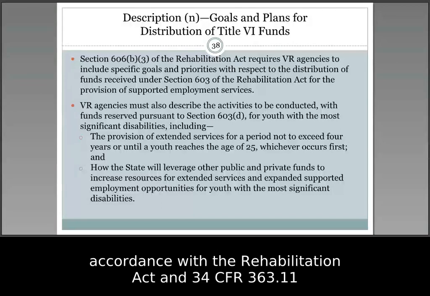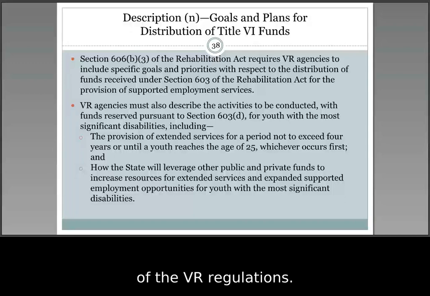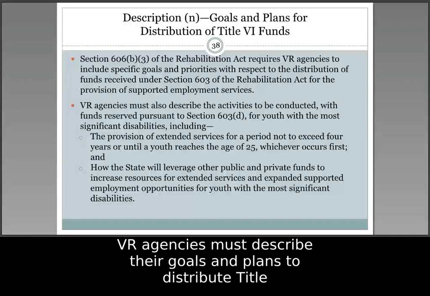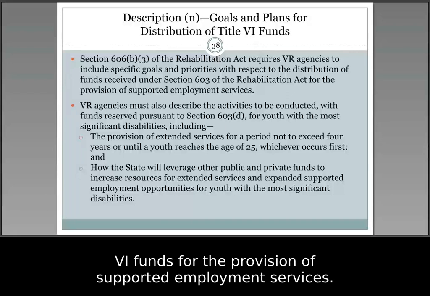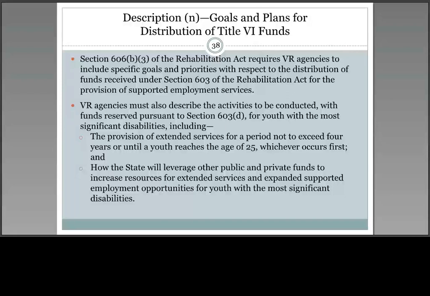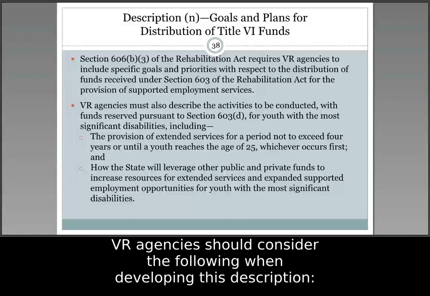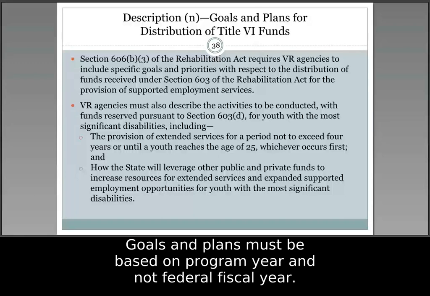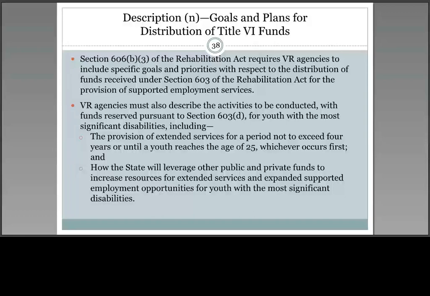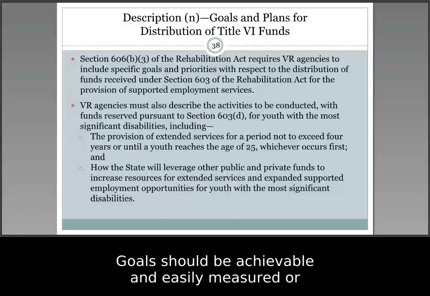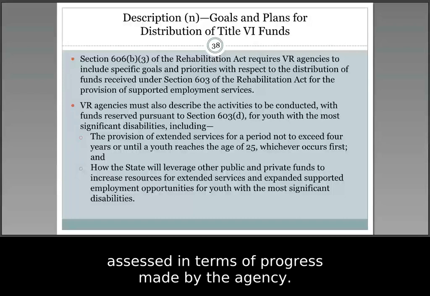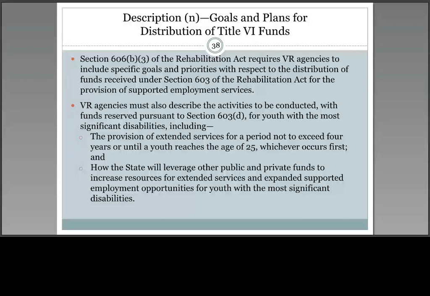Description N, Goals and Plans for Distribution of Title VI Funds. In accordance with the Rehabilitation Act and 34 CFR 363.11 of the VR regulations, VR agencies must describe their goals and plans to distribute Title VI funds for the provision of supported employment services. VR agencies should consider the following when developing this description. Goals and plans must be based on program year and not federal fiscal year. Goals should be achievable and easily measured or assessed in terms of progress made by the agency.